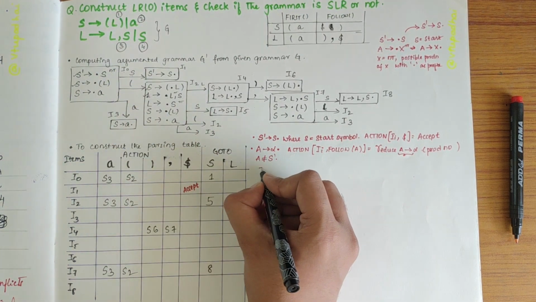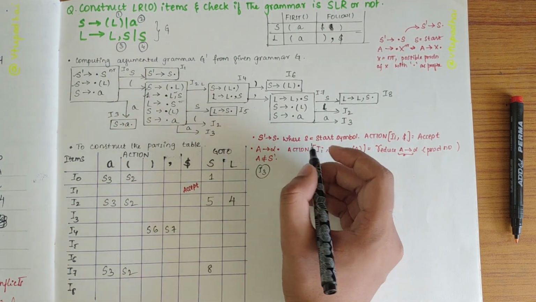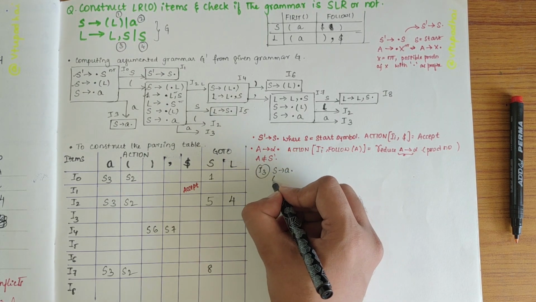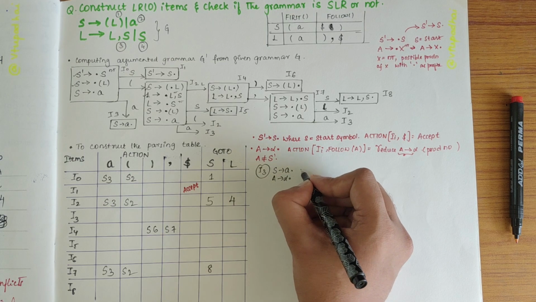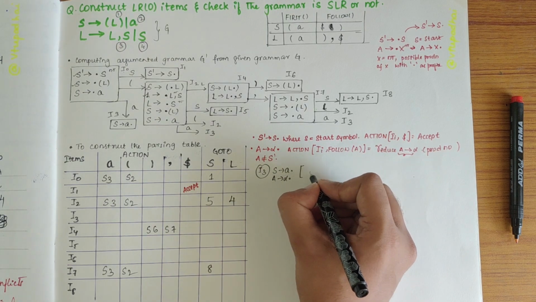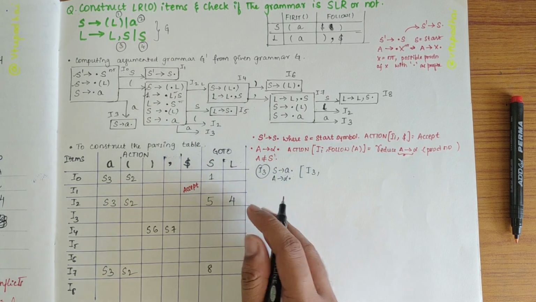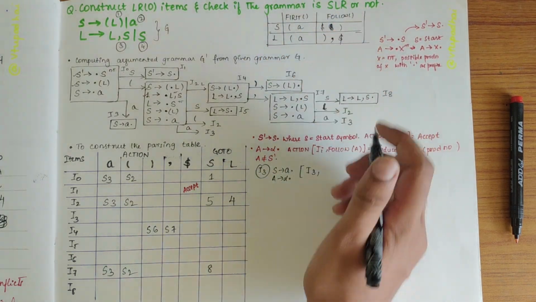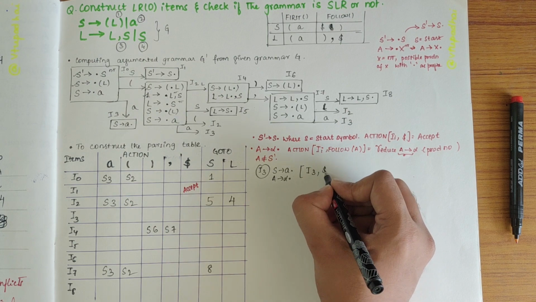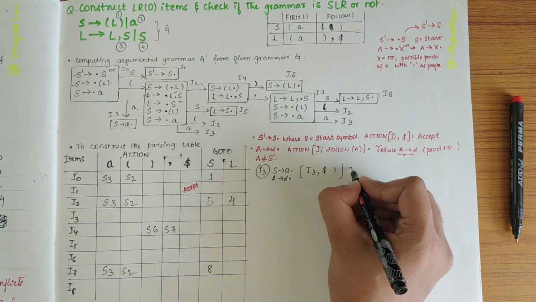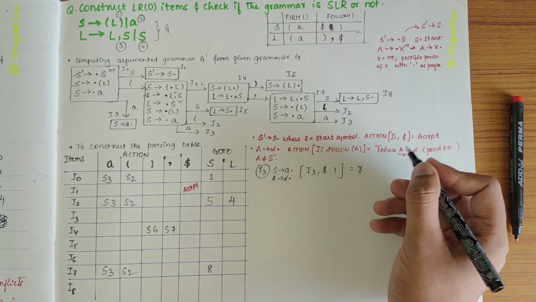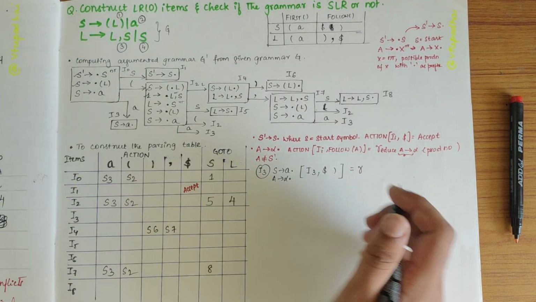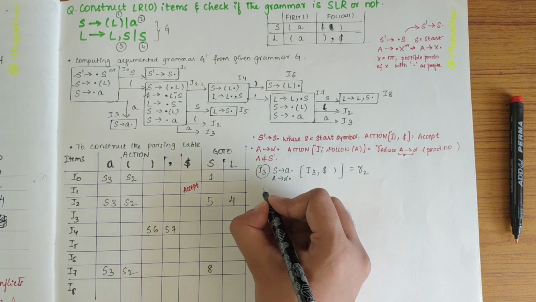So coming to I2, there's no production of this form. In I3 we have S derives A dot. So comparing this with A derives alpha dot, in the action I can write I3 comma follow of S, which is dollar and open bracket, is equal to reduce of A derives alpha. S derives A is the second production here, so I'll write R2 here.